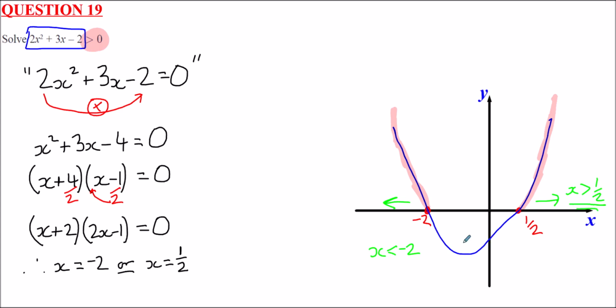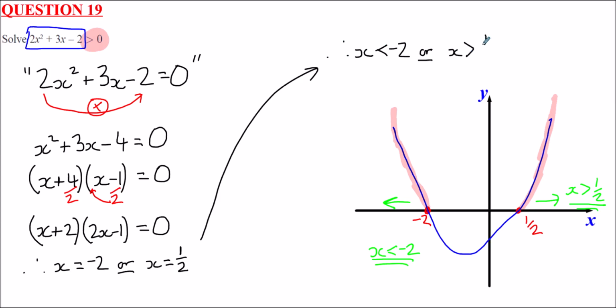And these here are our solutions. So because we want it greater than 0, using this graph as a helper, we therefore know that either x is less than negative 2 or x is greater than 0.5, or as a fraction, a half. And that's the solution therefore for question 19.